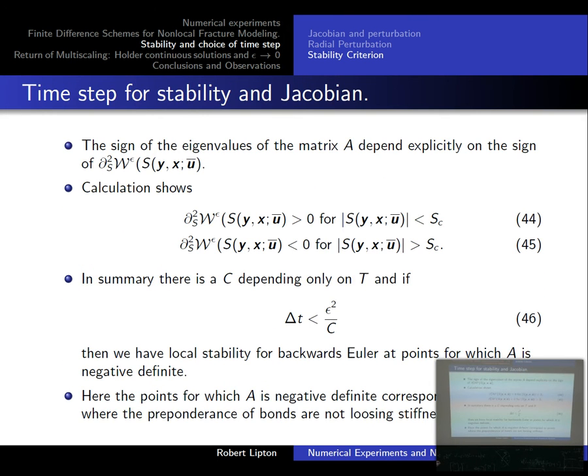And so that's what is said here, that when this is positive, this is positive when we're stable, this is negative when we're not stable. And in summary then, there's a constant depending only on t, such that if our time step is less than epsilon squared, we have local stability for backward Euler at points for which A is negative definite.